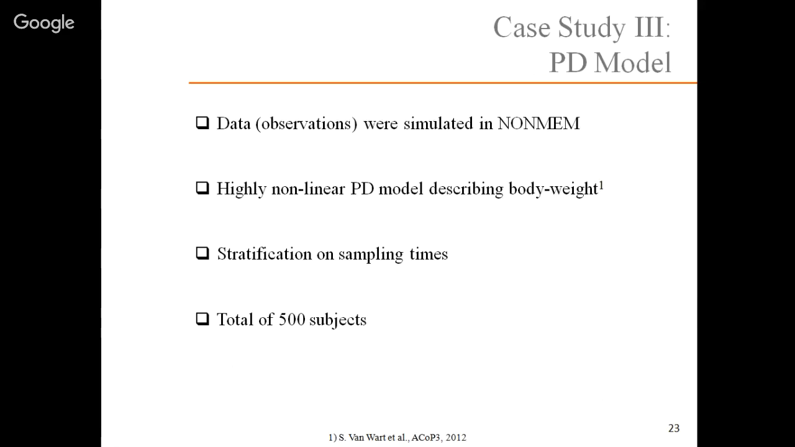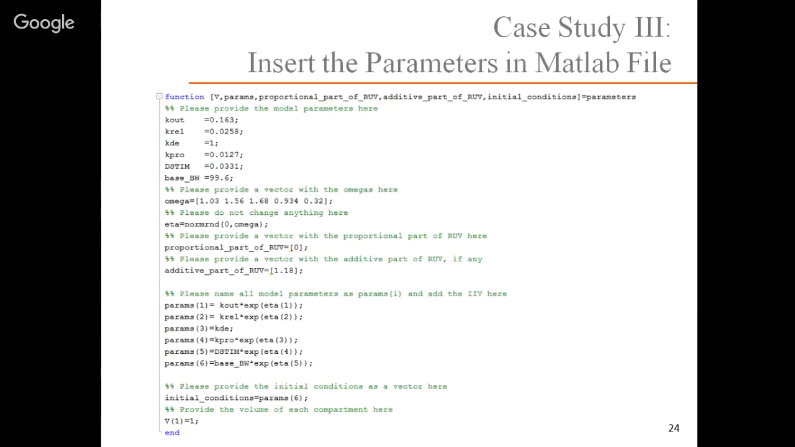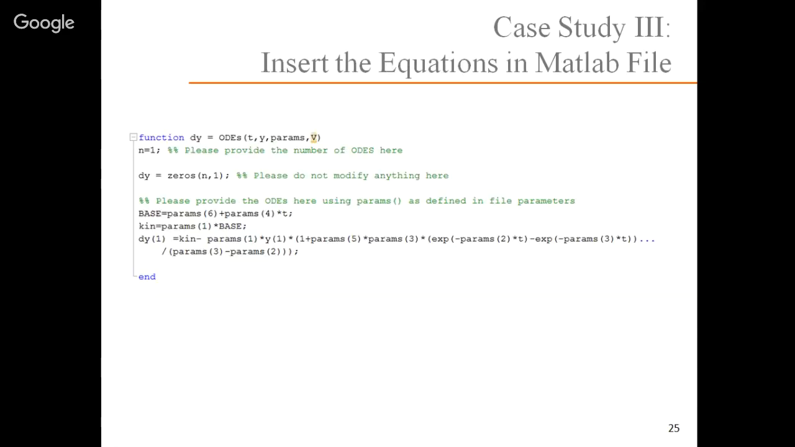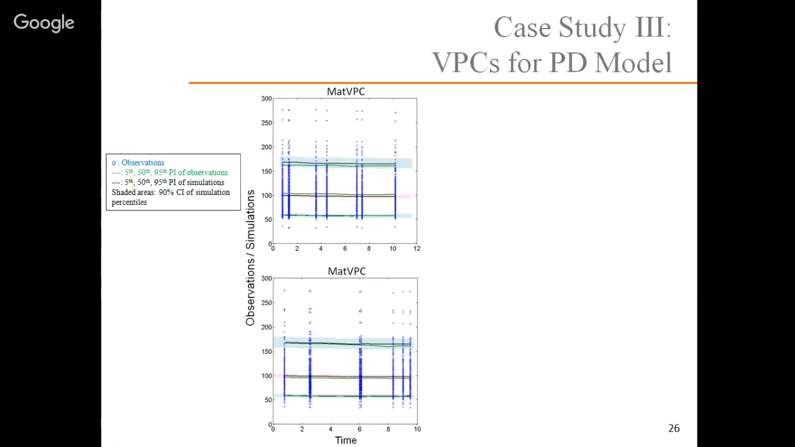Here we stratified on the sampling times. So we assume that we have two different studies where different sampling points were used, and we asked MatVPC to just simply separate these two studies and generate two different VPC plots. Here again, we insert the parameters of the model in this MATLAB file. In the next, we insert the equations of the model. And here, in this case, we only had one equation, which was describing the PD model. And once you do this, you generate two VPC plots automatically using MatVPC.